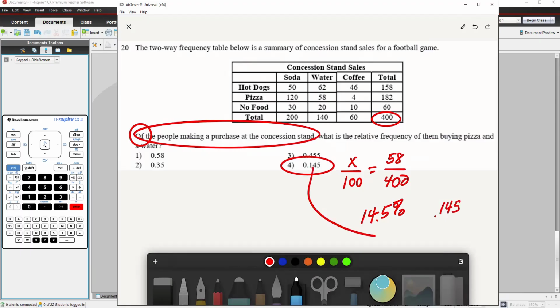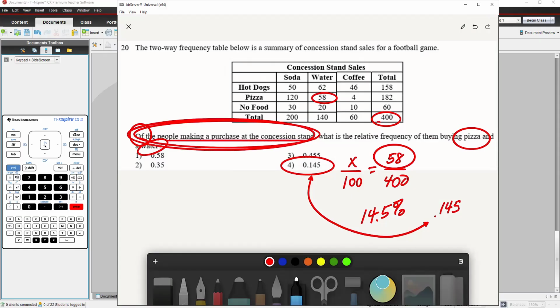That's it. Now, I'm going to go back through this. Make sure when you do the two-way frequency table, you find the pizza and the water where they intersect. That's this number right here, right? That always goes on the top right. And then whatever the of statement is, we need a total from that. So it says of the people making purchases at the concession stand, and there were 400 people who made purchases. So that's what goes down here. And then you just solve for x, and that's going to be your answer.